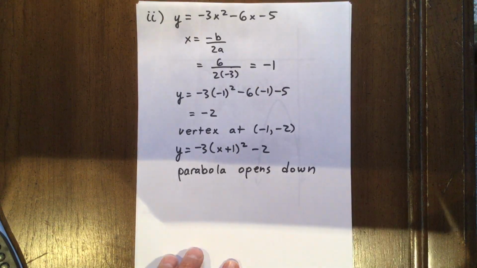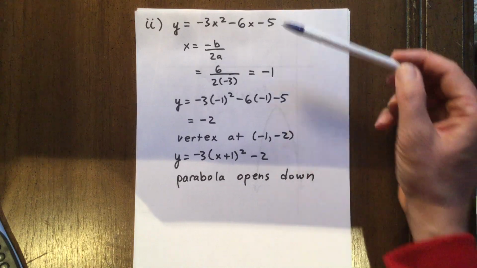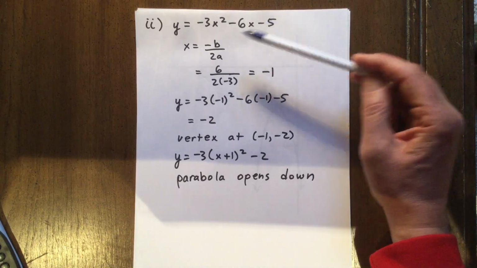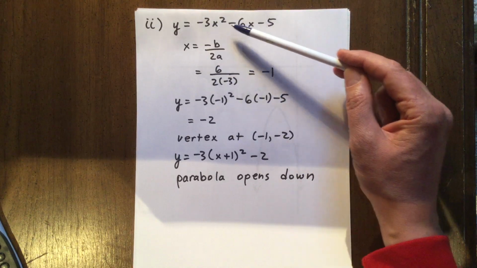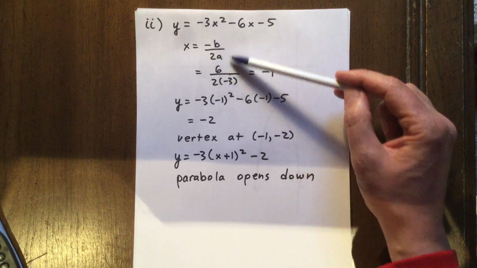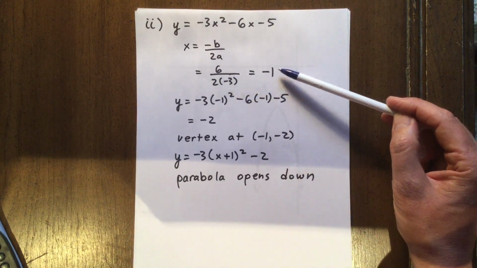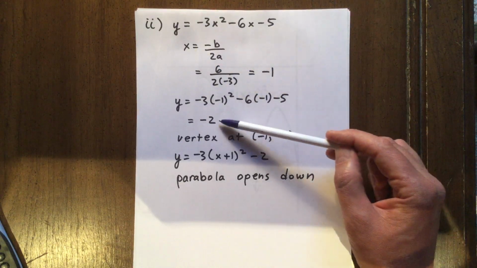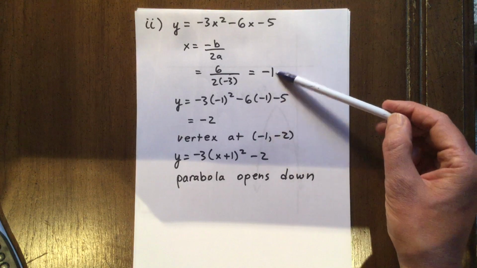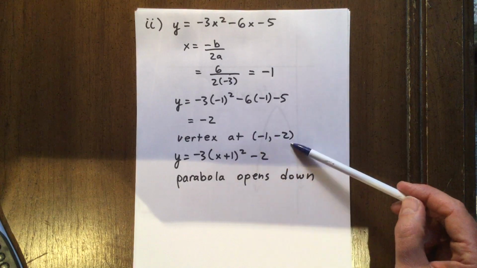Okay? If y equals negative 3x squared minus 6x minus 5, then I can say the x value of the vertex is at negative b over 2a, which becomes positive 6 over 2 times negative 3, which is negative 1. I take that negative 1 value, I plug it in for x, and I get a y value of negative 2. I now know my vertex, (-1, -2).